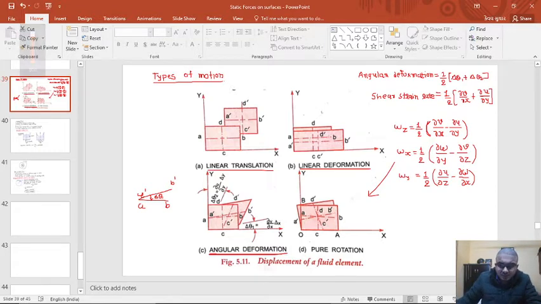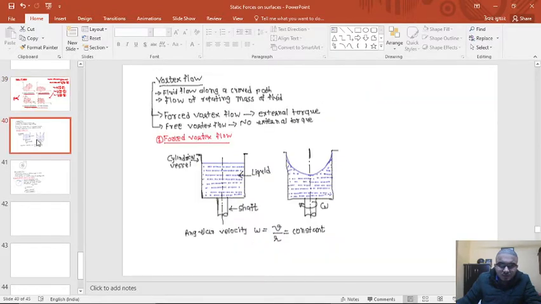In our previous lecture, we studied about types of motions, in which there are four types: linear translation, linear deformation, angular deformation, and pure rotation. The next theory was vortex flow. Vortex flow is a fluid flow along a curved path or a flow of rotating mass of fluid.